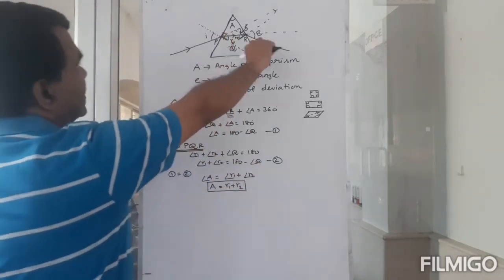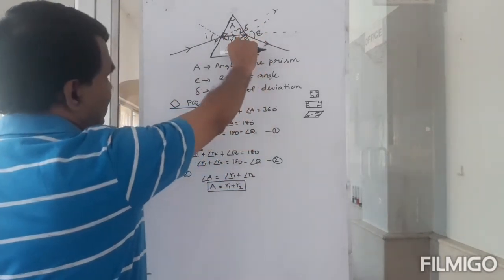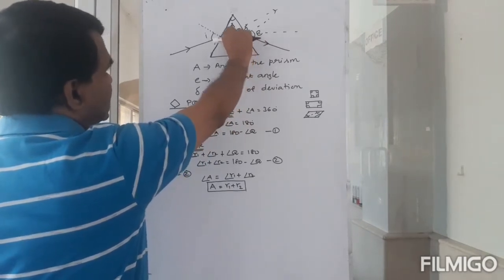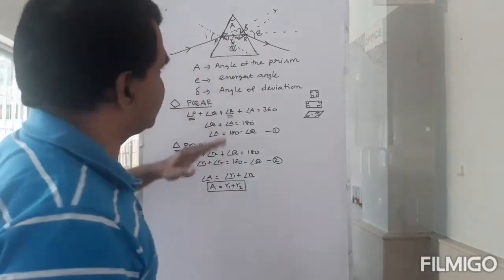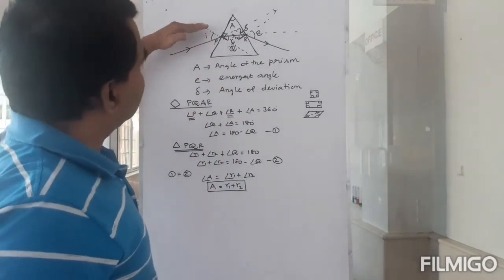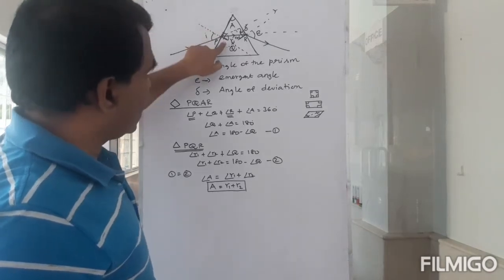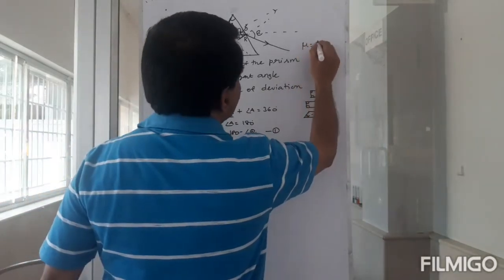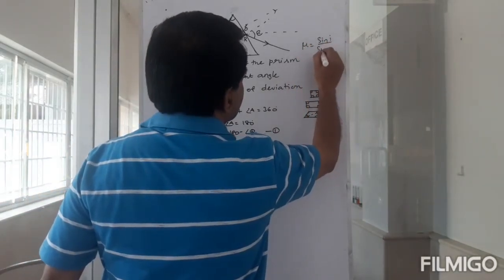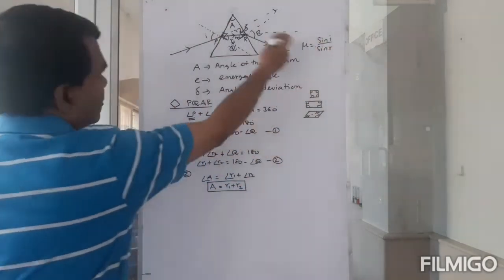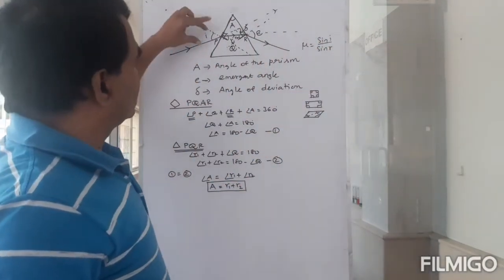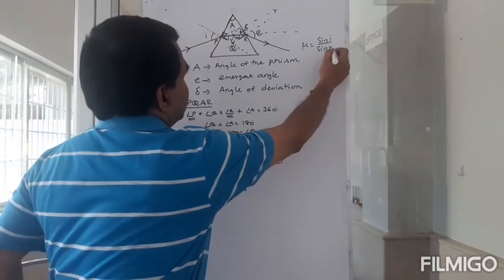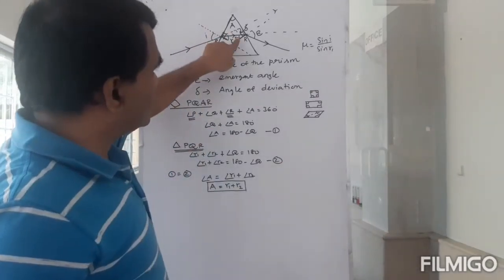Okay, so now let's come to the other side. Suppose R2 is decreasing, let's put it this way. If I increases, R1 will increase, because we know this. What do we know? We know that mu is equal to sin I by sin R. I increases, R should also increase. So I increases, R1 increases, so R2 must decrease.